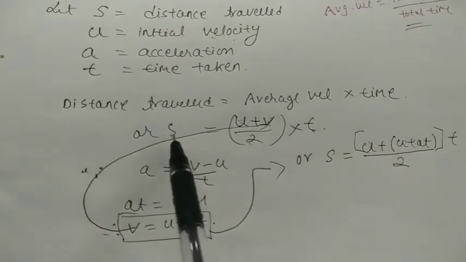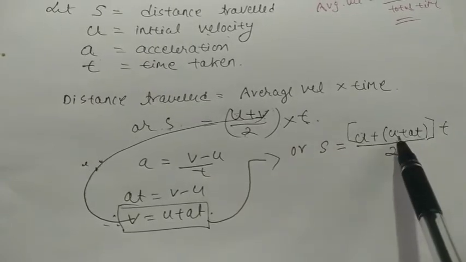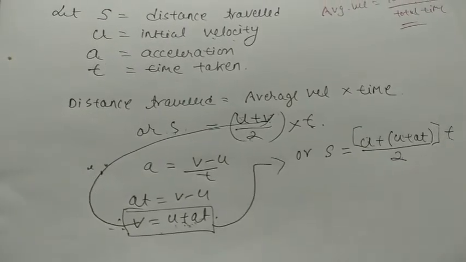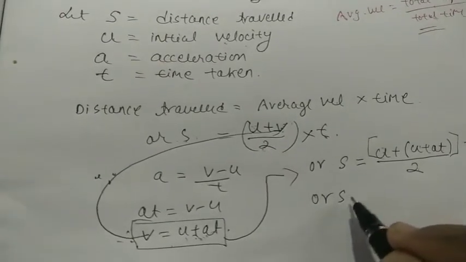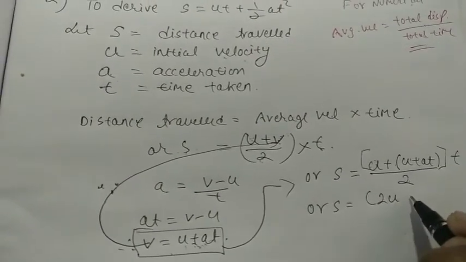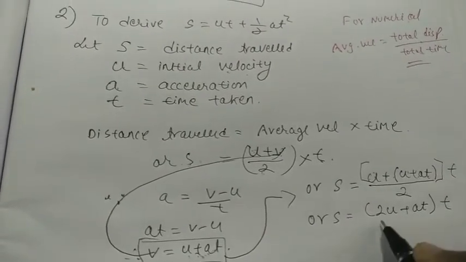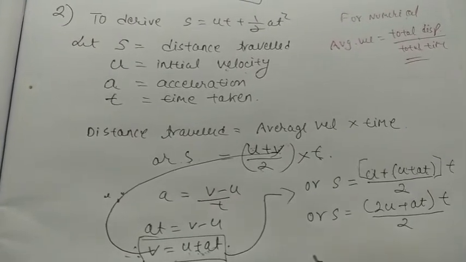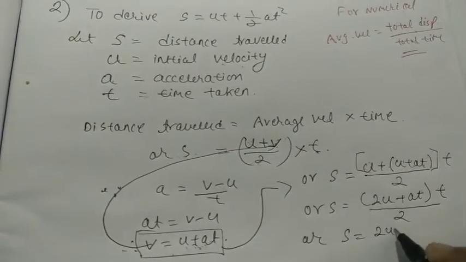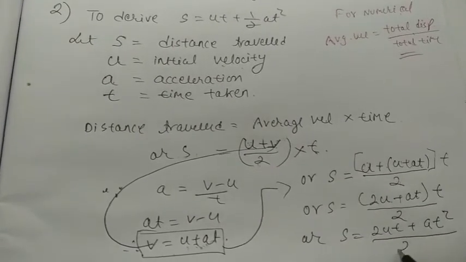I hope you have understood this. Yes, u, in place of v we will be writing u plus at. We are getting it from here, 2 into t, okay. Or s equals u plus u, 2u plus at, there's a t outside, by 2. Or s equals, multiply this, 2ut plus at into t, at square by 2.